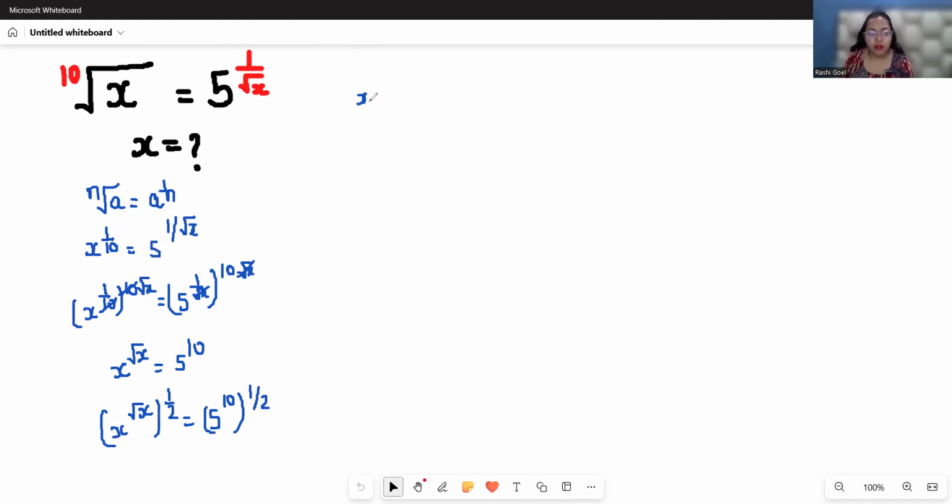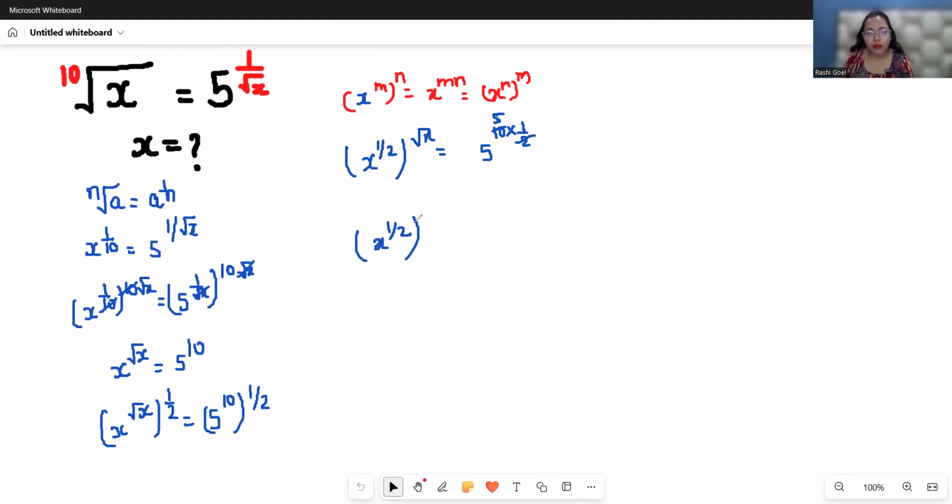So x power root x, I can write 1 by 2, or we can use the identity, that is x power m power n is equal to x power mn or x power n power m. So we can write this left hand side as x power 1 by 2 whole power root x equal 5 power 10 multiply 1 by 2. So this gives us 5. So x power 1 by 2 whole power root x equal 5 power 5.